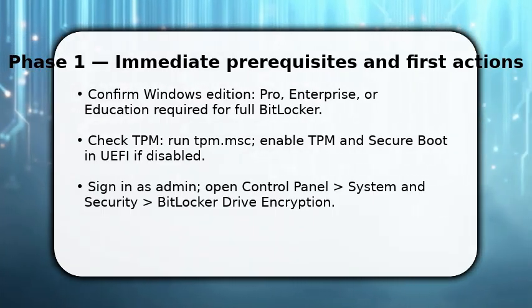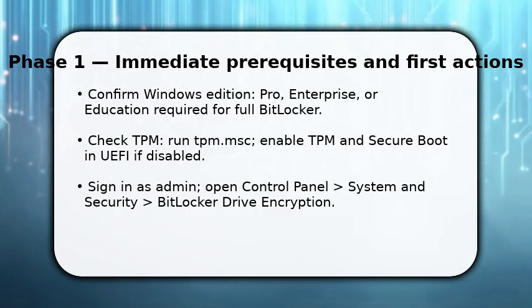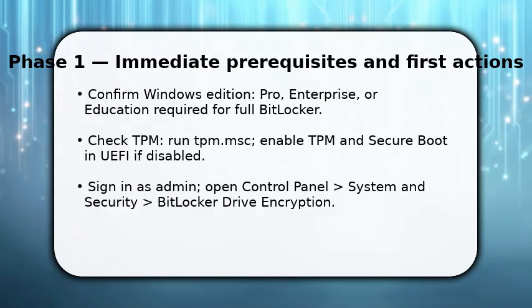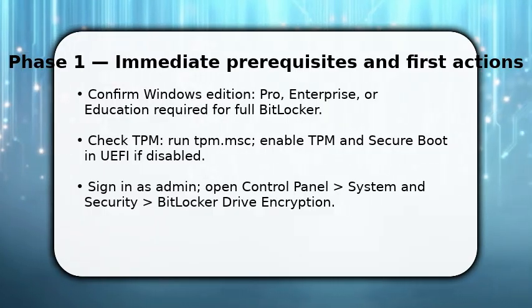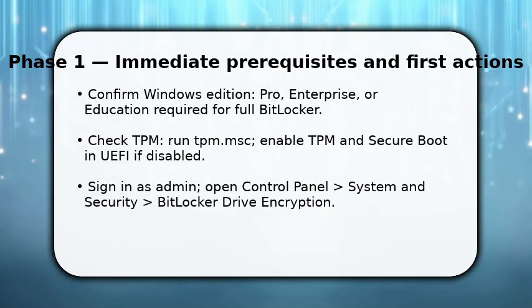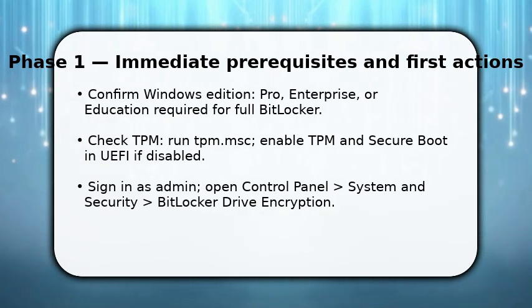Next, open Control Panel, go to System and Security, then BitLocker Drive Encryption. Select the system drive and click Turn on BitLocker to start. This step starts the process immediately. Make sure you have a backup plan for your recovery key before continuing.